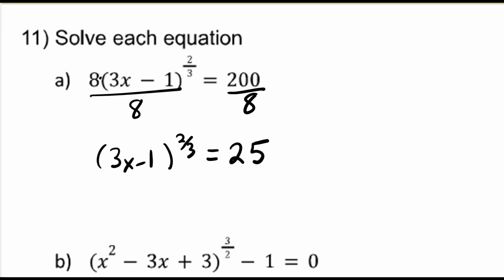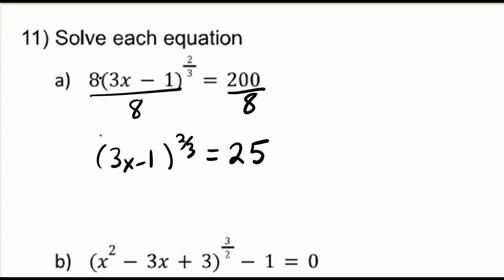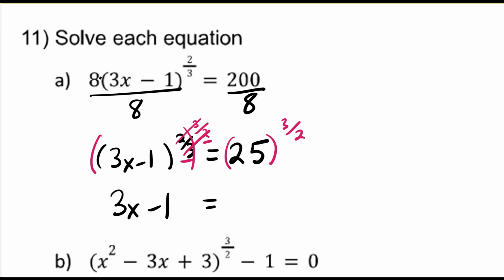So if I want to undo an exponent of 2/3, I would raise both sides to the 3/2 power. So like do this, 3/2, 3/2. And the reason that works is because when I raise something to an exponent to another exponent, I would just multiply those. And 2/3 times 3/2 is just 1. So that would leave me with 3x minus 1 on the left-hand side.